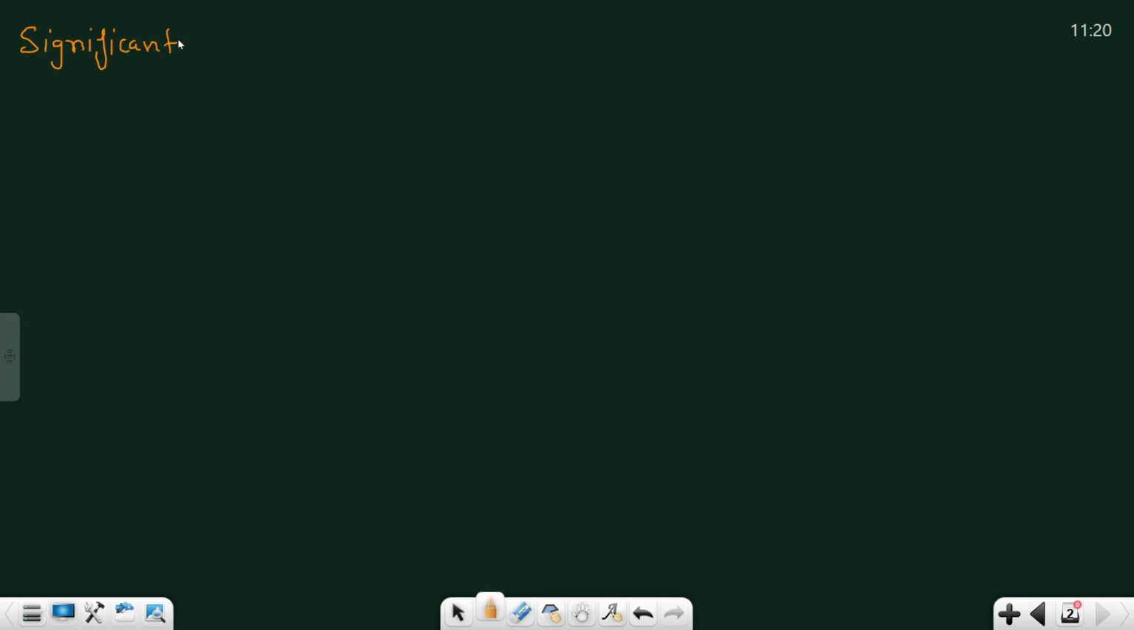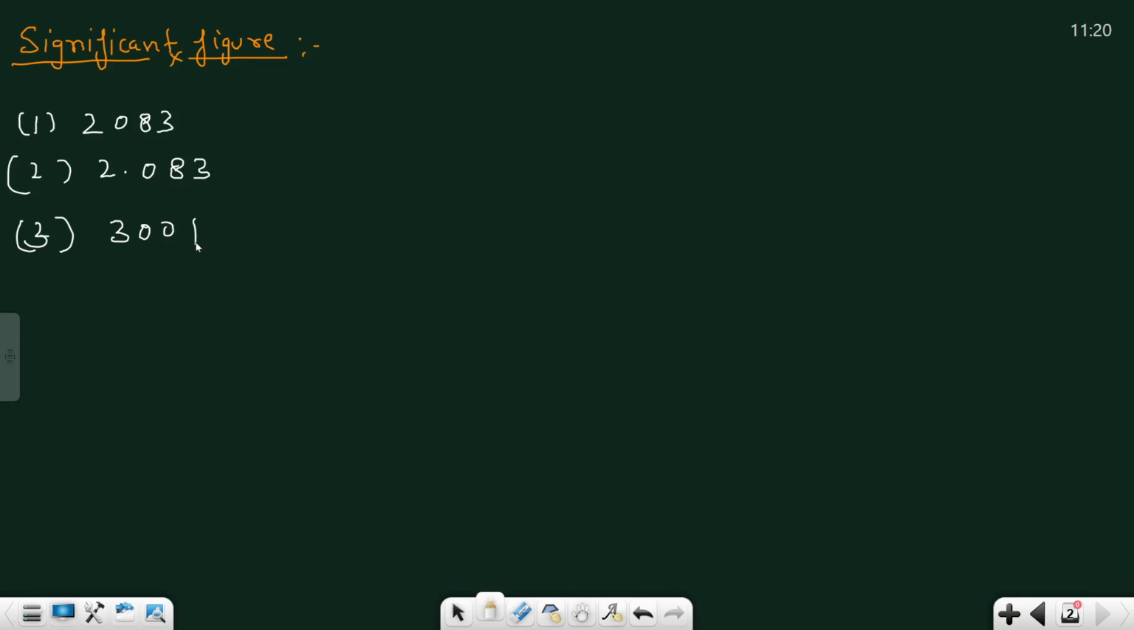Significant figure. What is significant figure? What does it mean by significant? Significant means which have some importance. Suppose we are writing some observation values, 2083. Sometimes we can write 2.083, or we can write 3001. So suppose I write three values: 2083, 2.083, 3001.